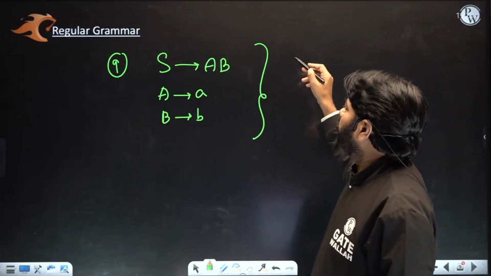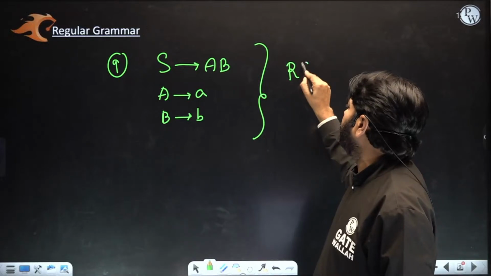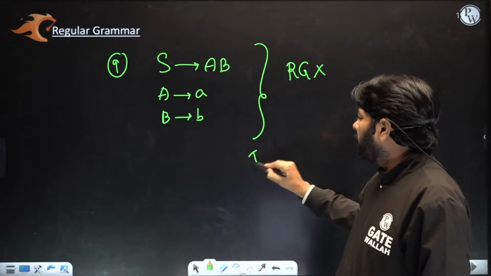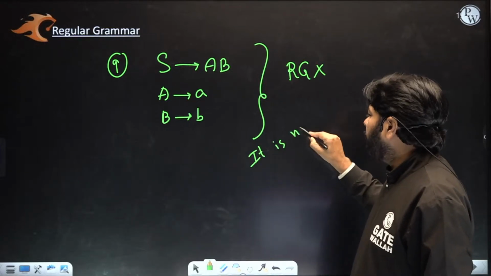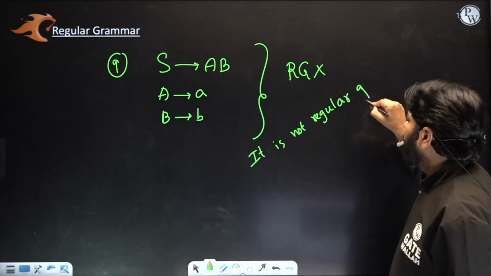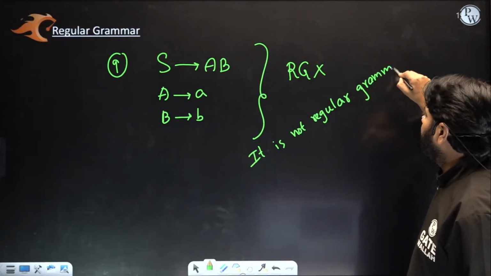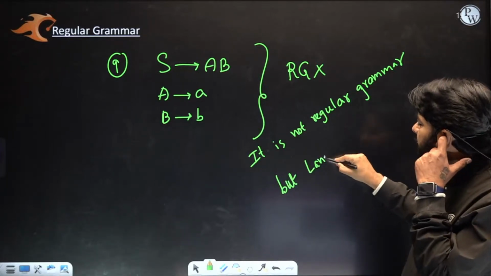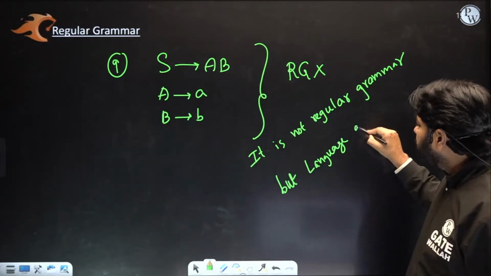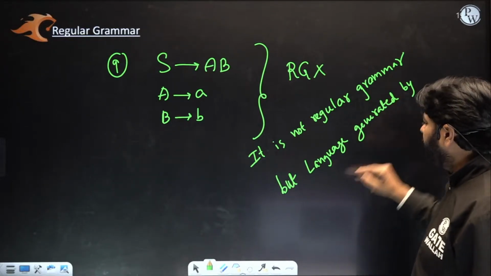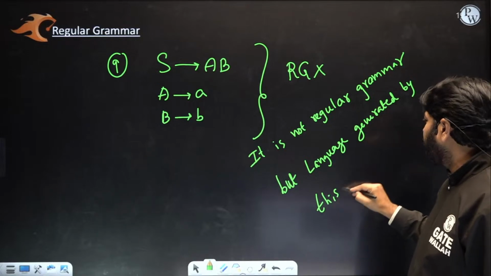So now this is not a regular grammar. We know that. So it is not LLG, not RLG. So it is not regular grammar. But I'm writing clearly, the language represented or generated by this grammar is going to be regular.